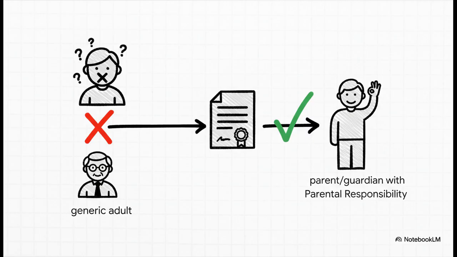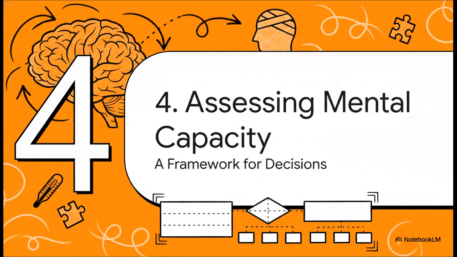And a word of warning here, that might not be the adult who brought them to the appointment. You need to be sure you're talking to the person with legal responsibility. Okay, let's switch gears and talk about adults who might not have the capacity to consent, maybe because of an illness or an injury. Your assessment here is absolutely critical.